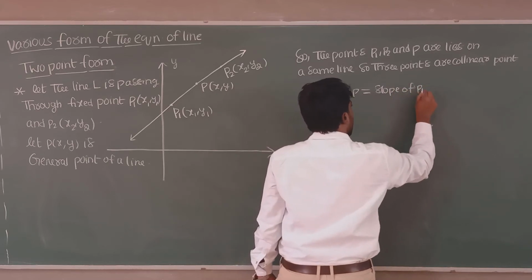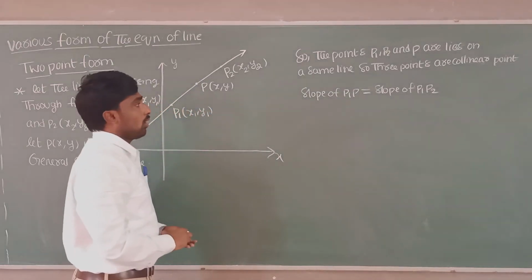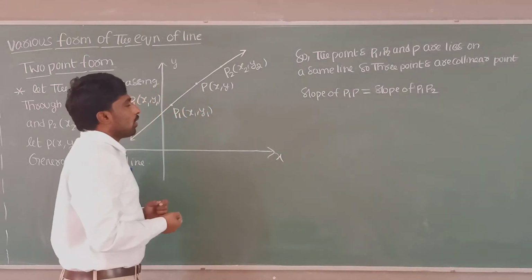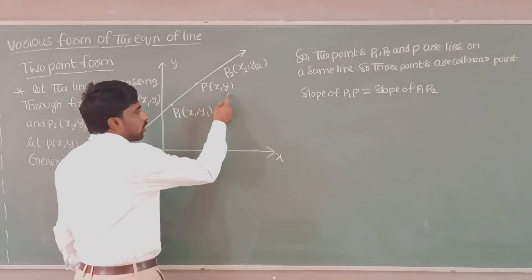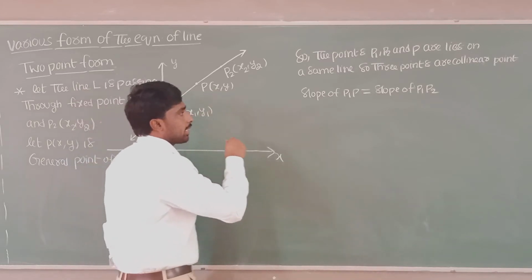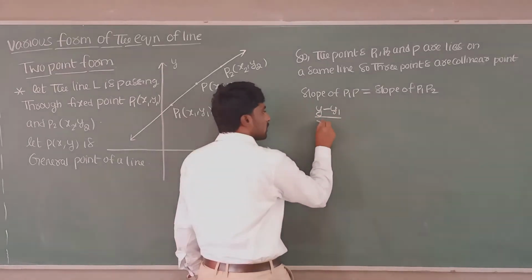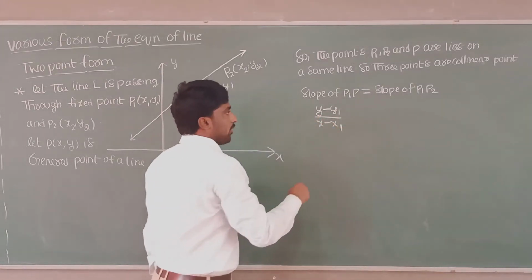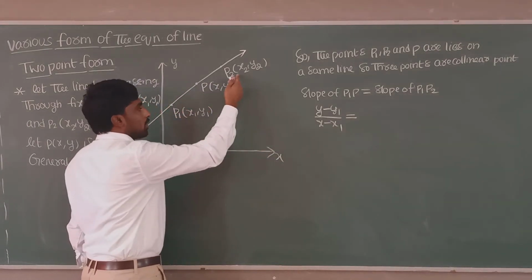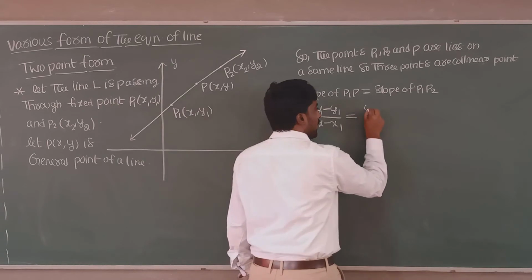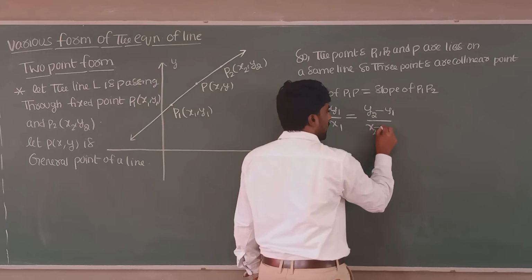The slope of P1 to P2. Now for the line passing through two points, we know the formula to find the slope: y2 minus y1 by x2 minus x1. You see here, y2 minus y1 by x2 minus x1. So what will I get? y minus y1 by x minus x1. Is it clear, everyone? Which is equal to, you see here, y2 minus y1 by x2 minus x1.